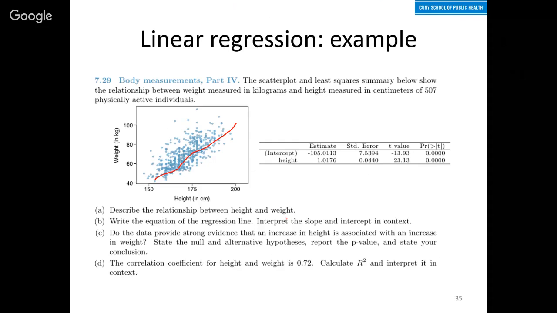Let's hear some descriptions. Just shout them out. Positive correlation. Yep. Strong. Strong. Yep. Fairly strong. Looks more or less linear. Yeah.